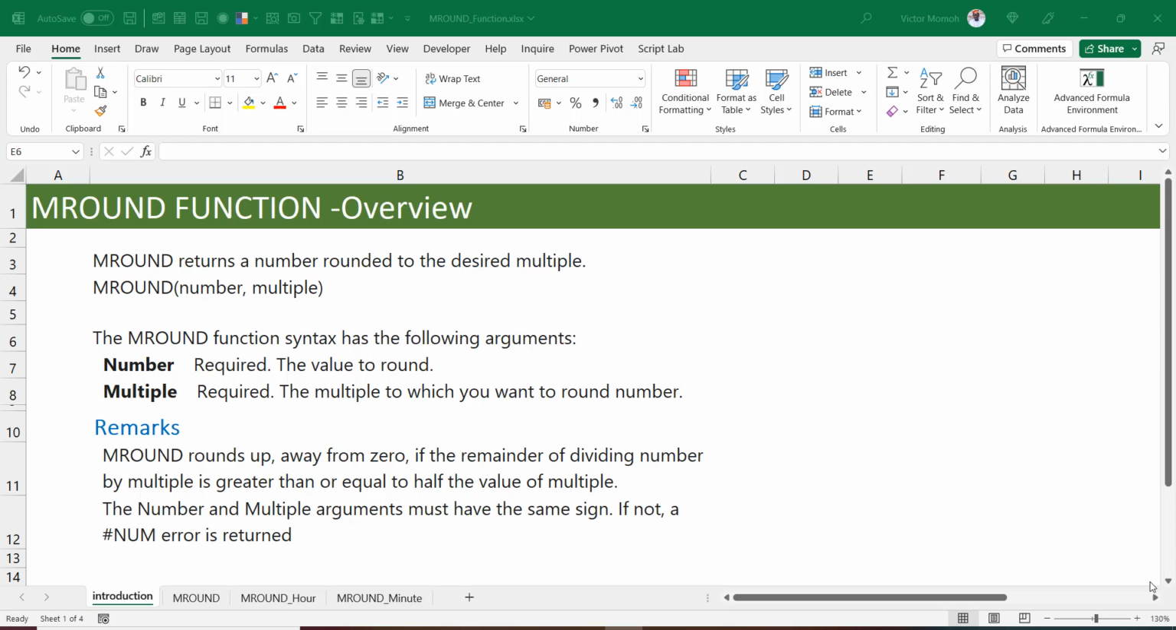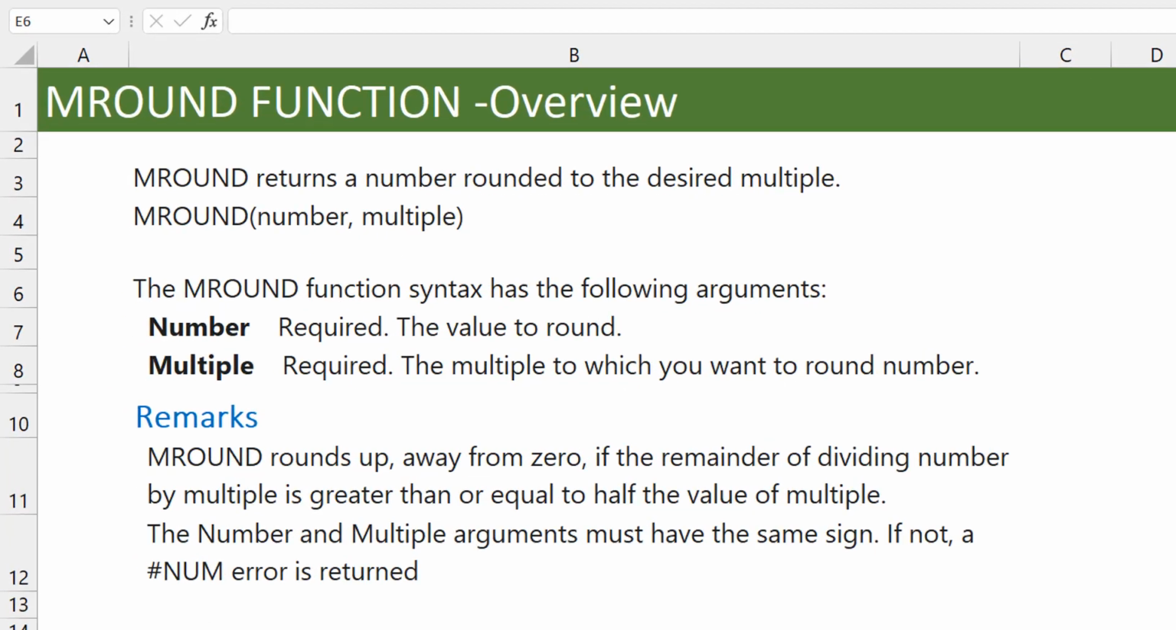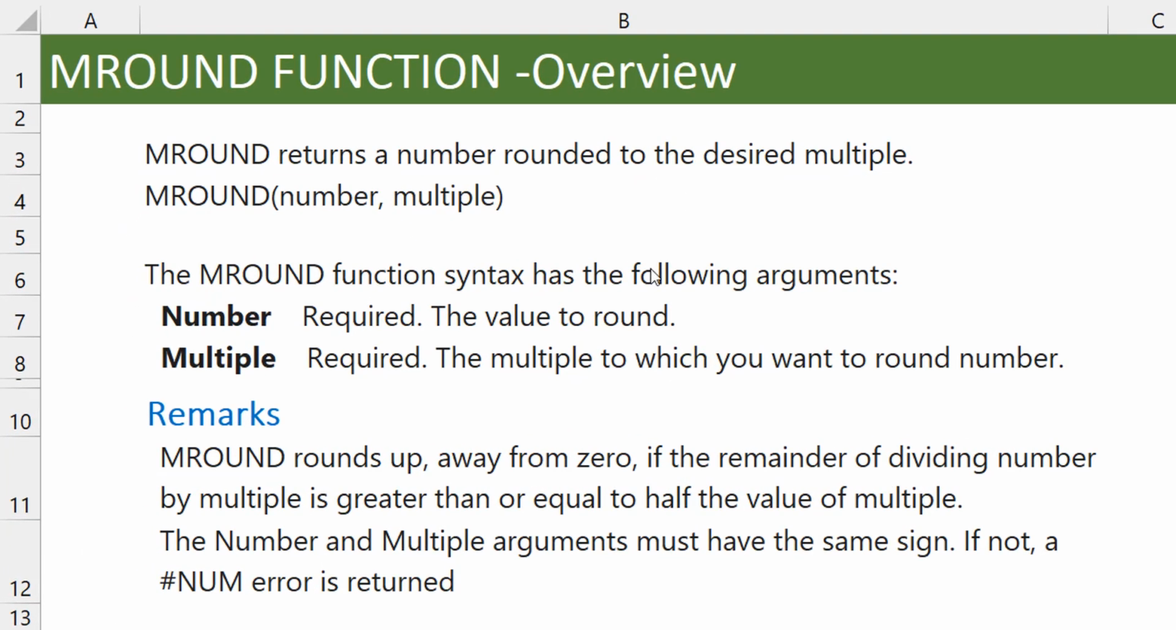I want to talk briefly about the MROUND function, a function I love so much. The M, I'll take a guess, stands for multiple. It's a guess, but it's most likely right. So the MROUND function helps you to round a number to the desired multiple. It has two arguments essentially: the number and the multiple you want to round it to.